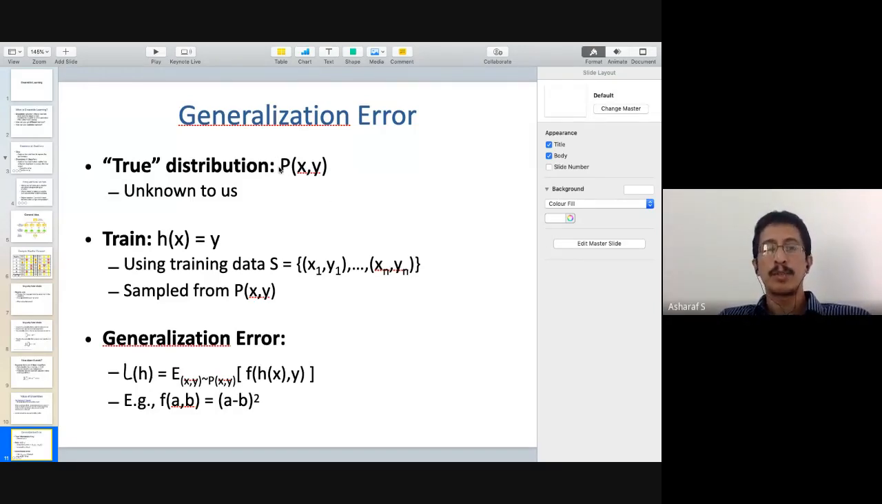This is what is called generative learning machines, which I've already mentioned a while ago. So p(x, y) is unknown to us, and we have training samples (x1, y1) up to (xn, yn), which are samples taken from the joint distribution p(x, y). That's what we have.